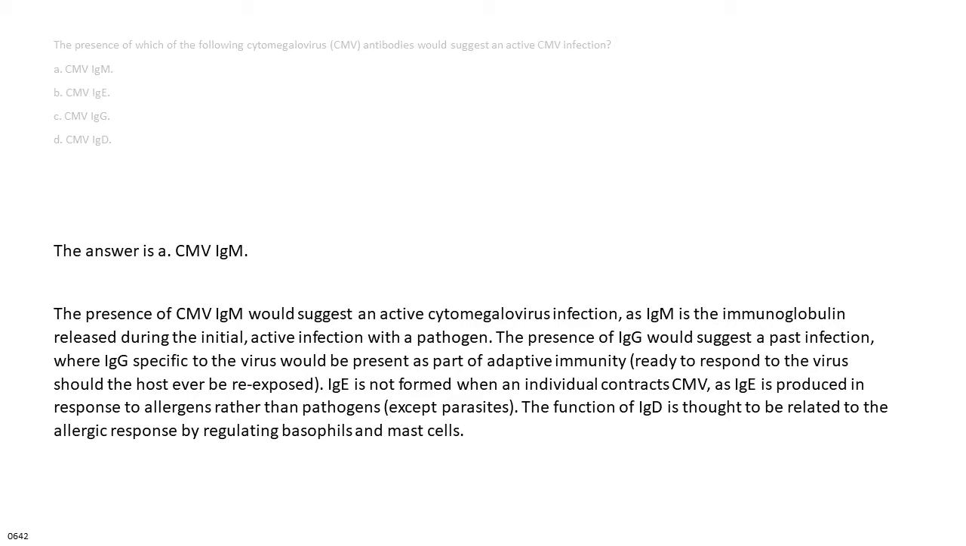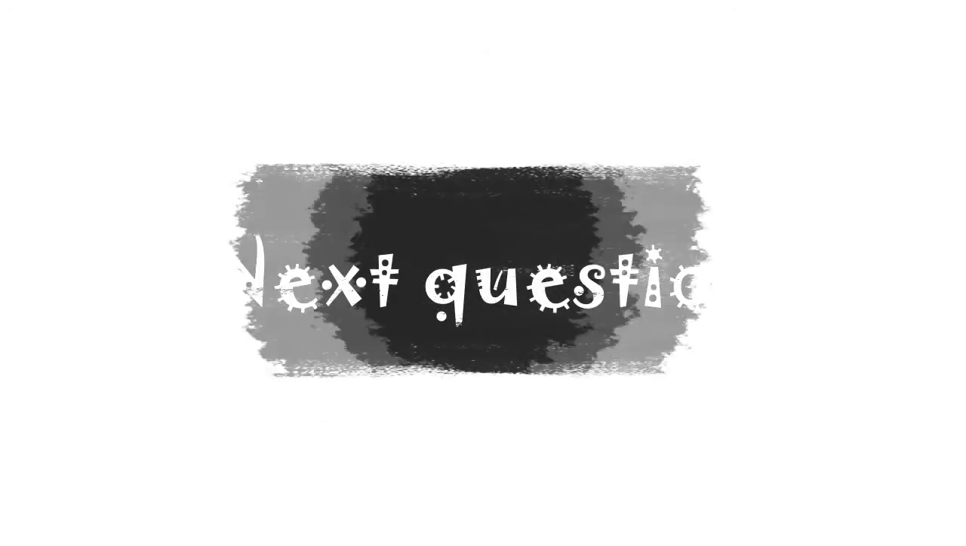infection with a pathogen. The presence of IgG would suggest a past infection, where IgG specific to the virus would be present as part of adaptive immunity, ready to respond to the virus should the host ever be re-exposed. IgE is not formed when an individual contracts CMV, as IgE is produced in response to allergens rather than pathogens, except parasites. The function of IgE is thought to be related to the allergic response by regulating basophils and mast cells.